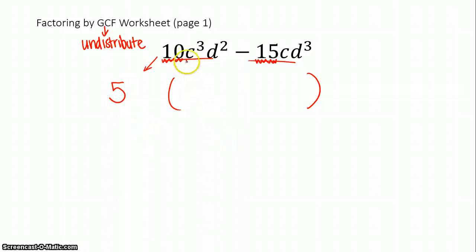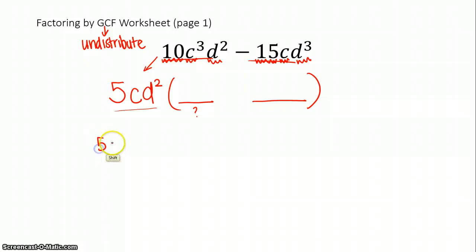The biggest thing that c to the third and c have in common is a single c. And then the biggest thing that d squared and d to the third have in common is 2 of those d's, so d squared. Now you want to think of filling in the blank, distributing here. What would I need to multiply 5c d squared by, in this blank space here, to get back to that original first term?